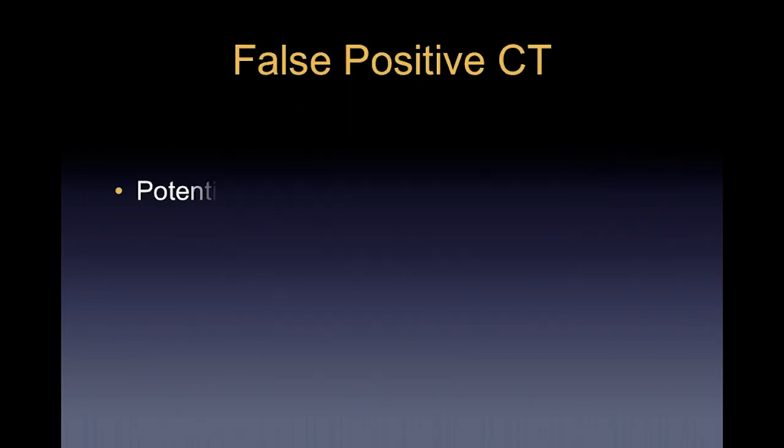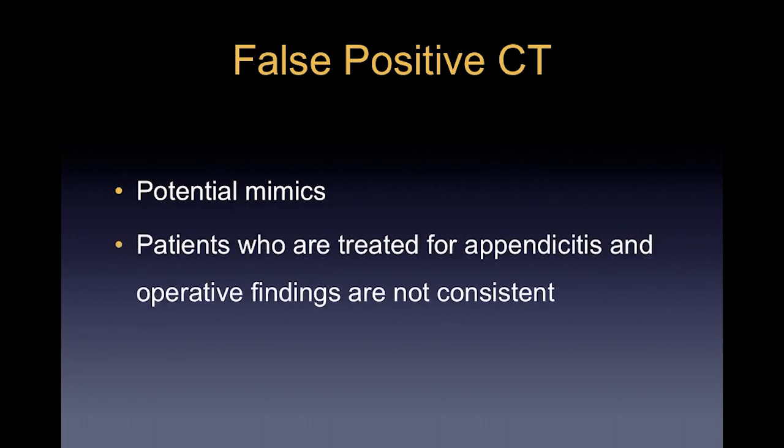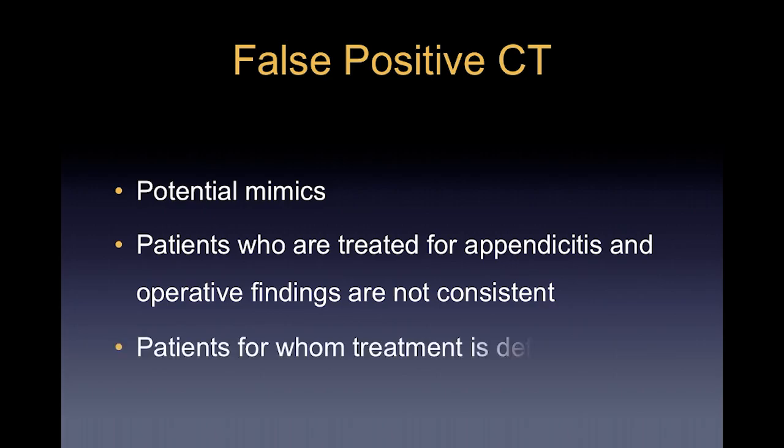Now let's talk about the false positive CTs. And here, again, a couple scenarios where we can go wrong. Number one, there are potential mimics of appendicitis, other things that look like appendicitis. The second category is patients who we call appendicitis on the scan, they go to the OR and they say, no, not appendicitis. So, the CT false positives.